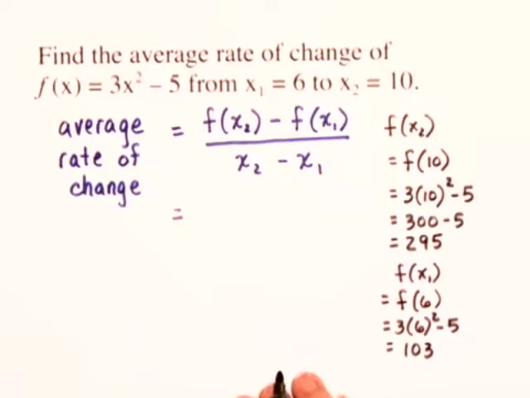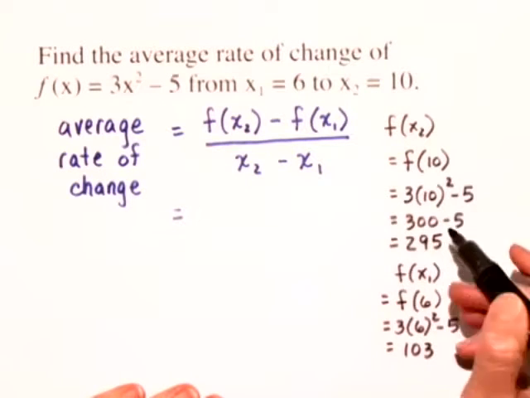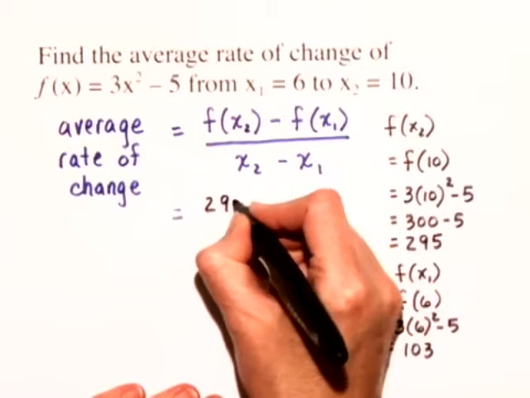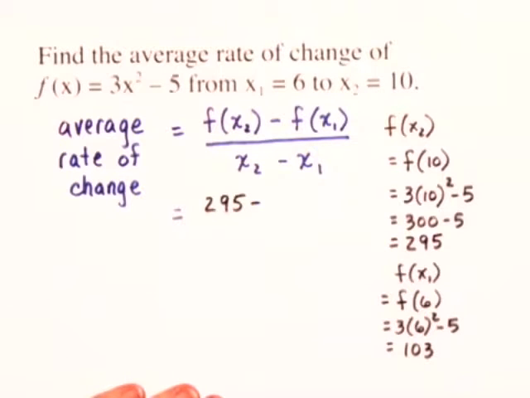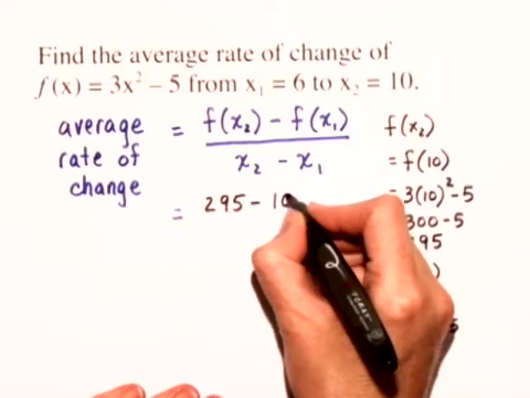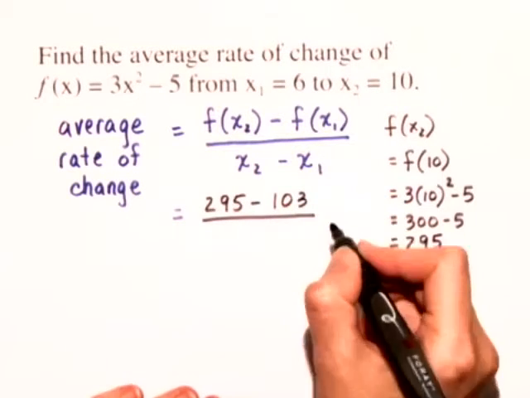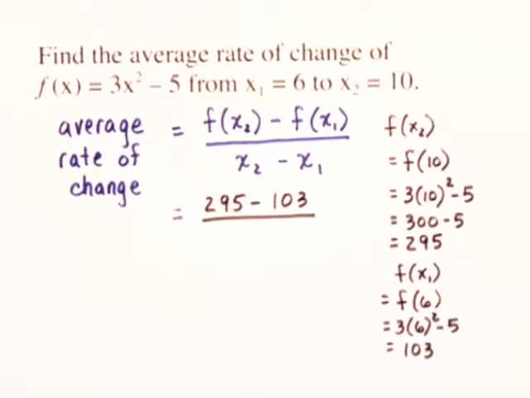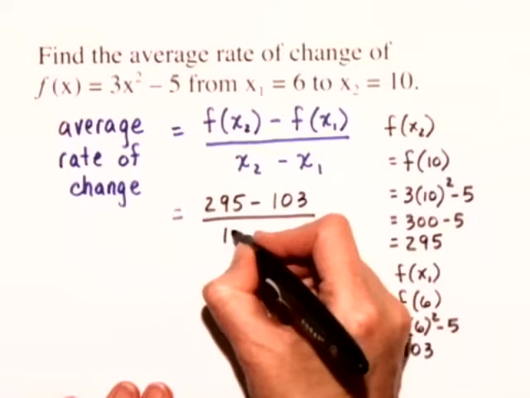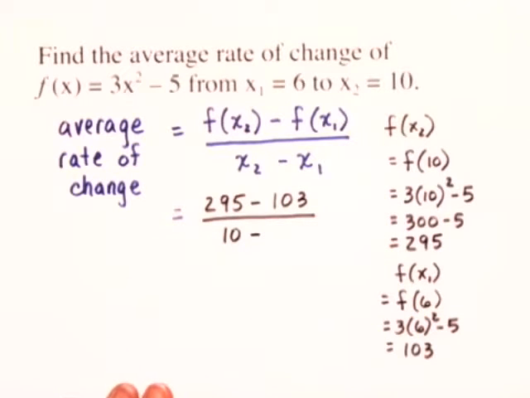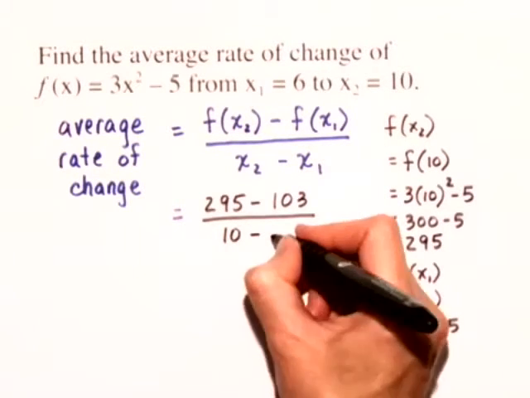So we'll substitute these values in now. F of x sub 2 we found out was 295 minus f of x sub 1 we just calculated was 103 divided by x sub 2 was given as 10 minus x sub 1 was also given as 6.